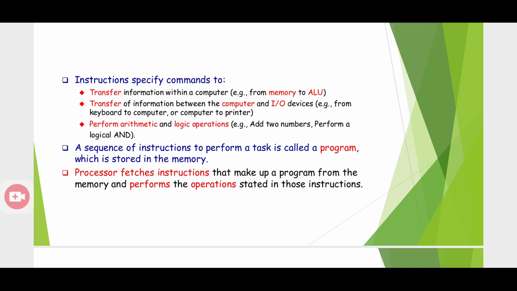Through the input unit, we give data to the system. It will be stored in the main memory. The processor fetches or retrieves the data from the memory and processes it. After processing, it generates some results, which are output using the output unit. Clear?